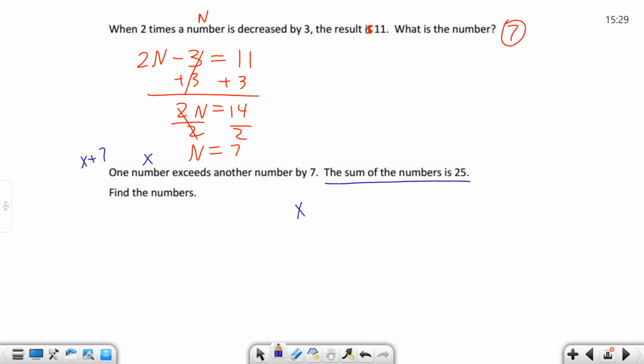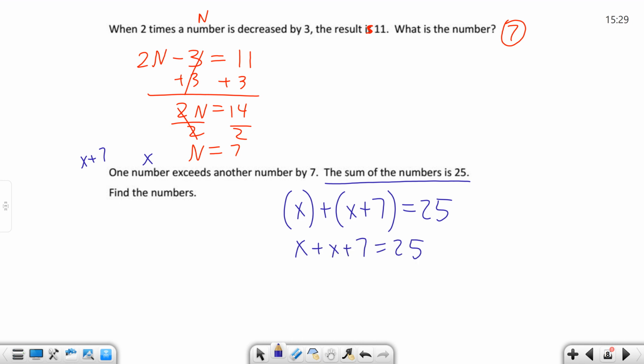So then the sum, x, and I'm going to emphasize this, plus the other number, x plus 7, is 25. Now, if you're just summing numbers, you don't have to put the parentheses around those. If it says 2 times this, or 2 times the sum, or 3 times it, or whatever, then you might need parentheses. But here, if you're just summing them, these parentheses are all extra. So I really could have written this x plus x plus 7 equals 25. So I'm going to put those together and get 2x plus 7 equals 25.